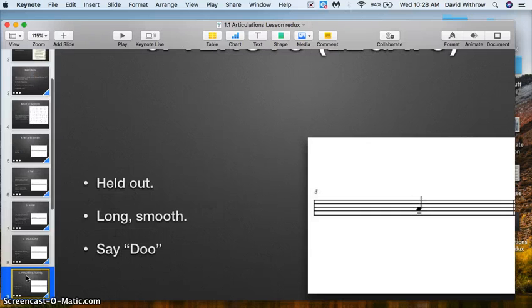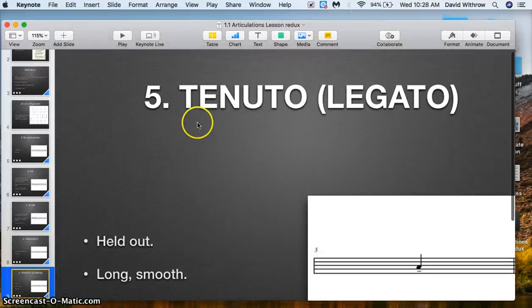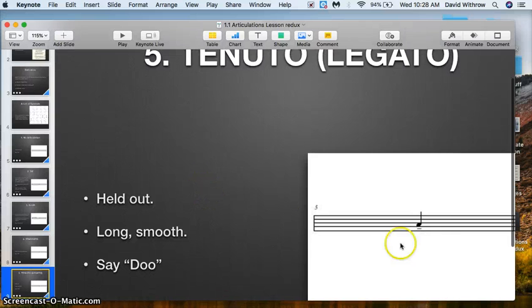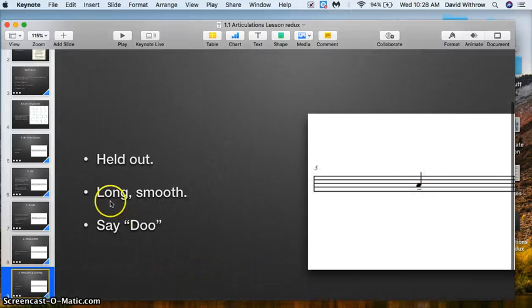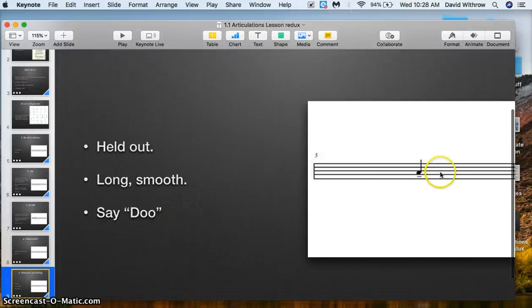The next most common one in my mind is called the tenuto, which literally means to hold out, to hug, or legato, smooth. It's this little dash symbol that could go below the note head or once again above, and it tells you to play in a long, smooth fashion, slightly different than a slur though. You're still going to hear the attacks at the beginning of each note, and for our purposes, we're going to say the syllable do. Do, do, do, do, do. Very smooth and connected.